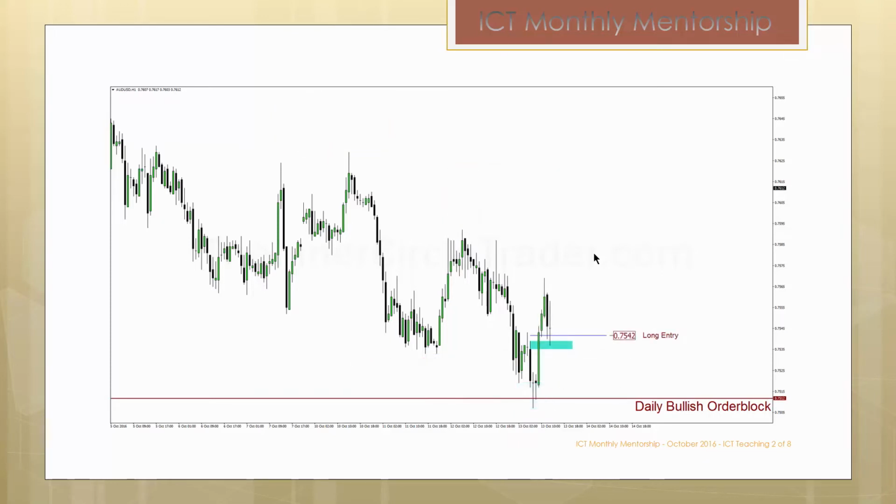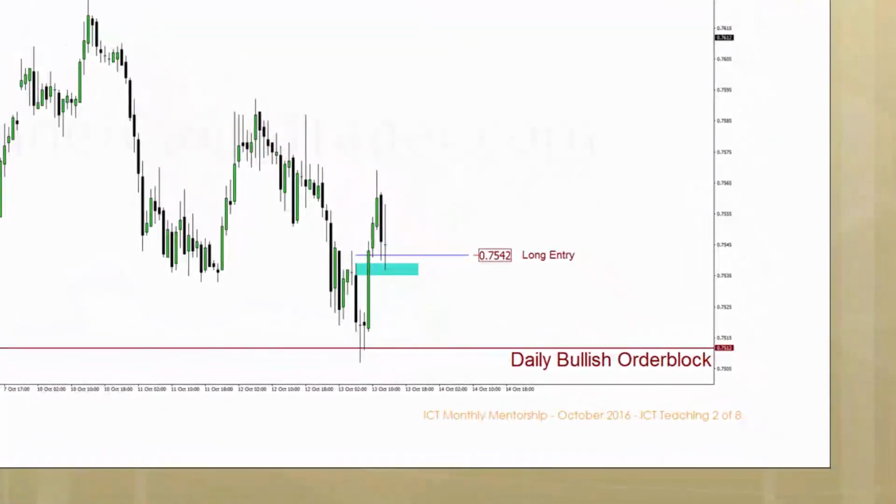Now, obviously, we framed in the first teaching in this month's delivery of content, we looked at this down candle as the bullish order block, and we were looking at 75.42 as a long entry. And obviously, by doing that, we framed it with a 20 pip stop. This is where our stop loss would be, which would be below the main threshold of this down candle, which is a bullish order block.